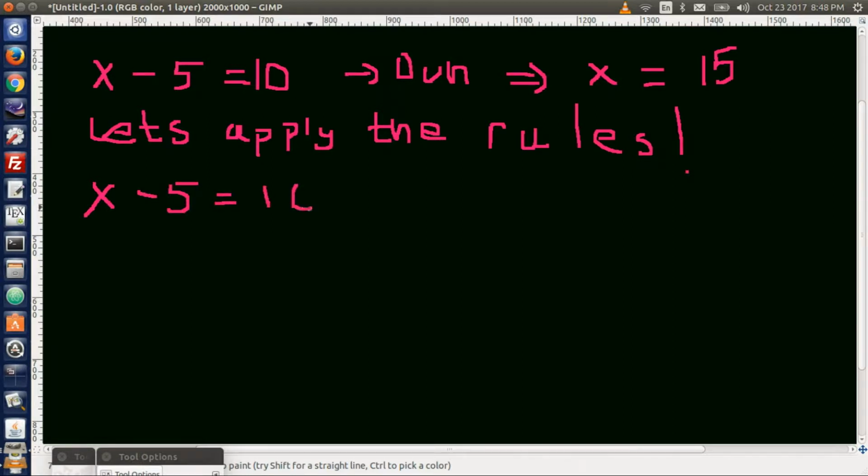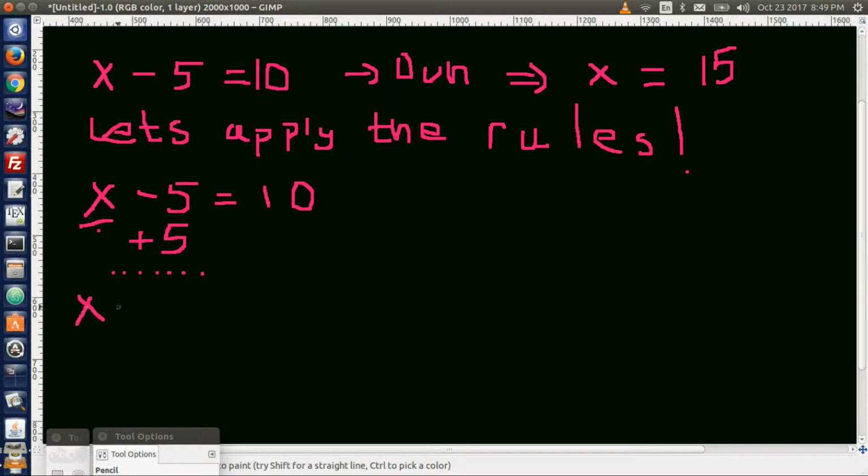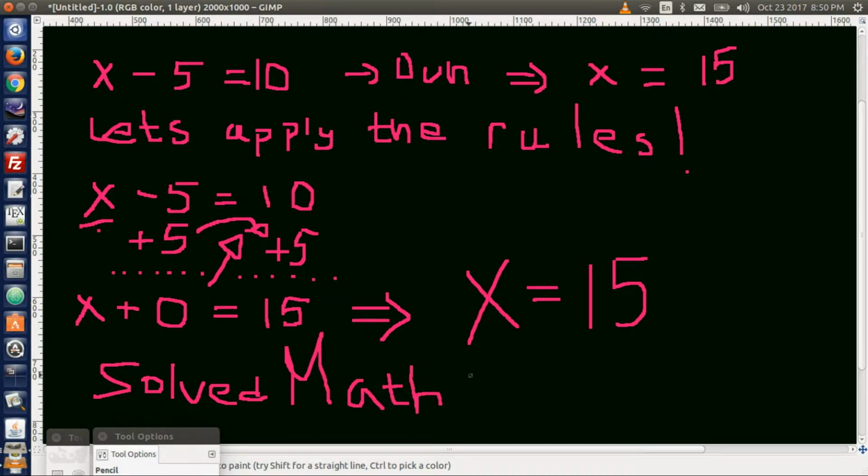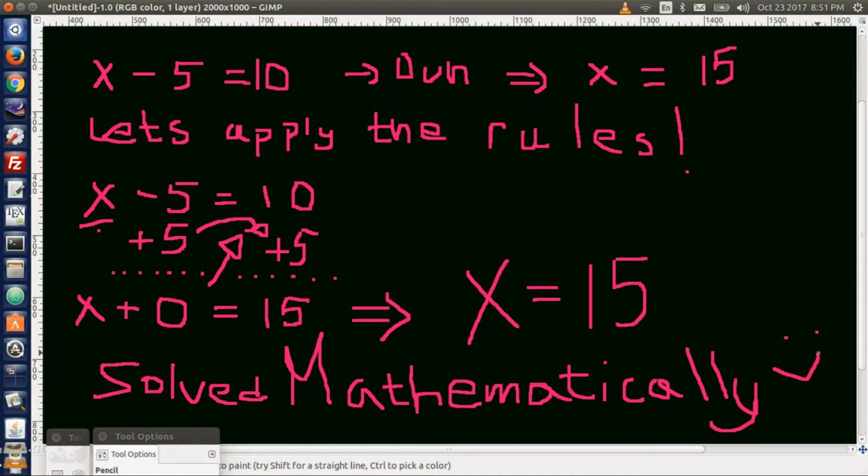So we have x minus 5 is equal to 10. My goal is to get x by itself. So if I add the 5 here, then I will have x minus 5 plus 5 is 0. So x is by itself. But if I added a 5 on one side of the equal sign, I must do the same on the other side of the equal sign. So now I have x plus 0 is equal to 15. So then x is equal to 15, just as we figured out intuitively. The difference is we solved this mathematically with our algebra rules. Alright, pretty cool, huh? Great. Let's move on.